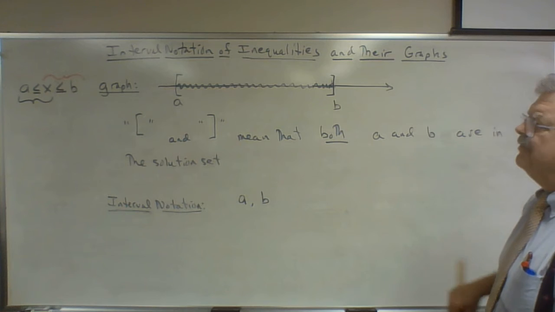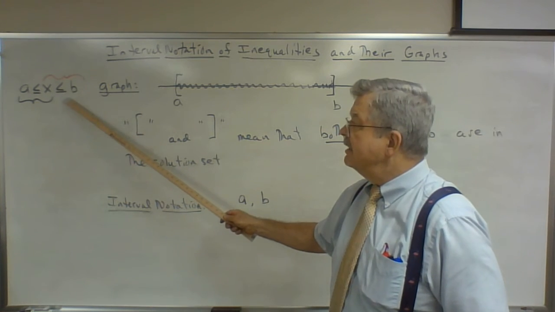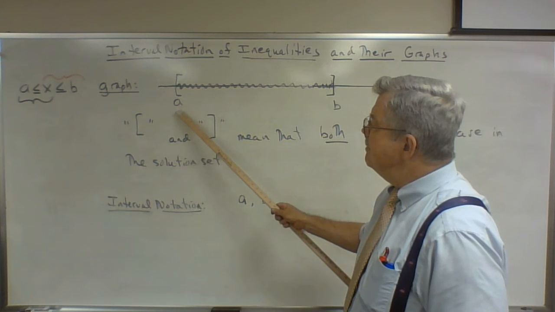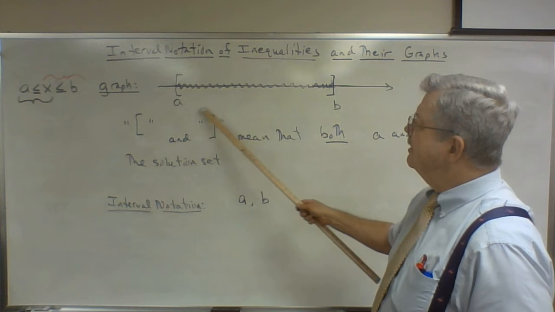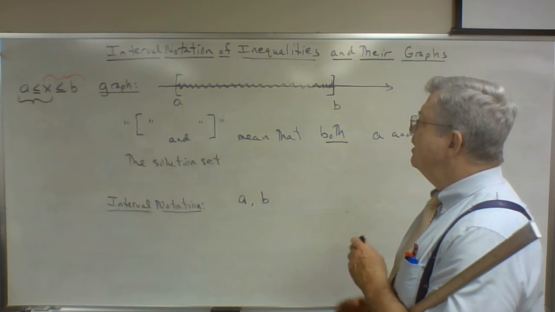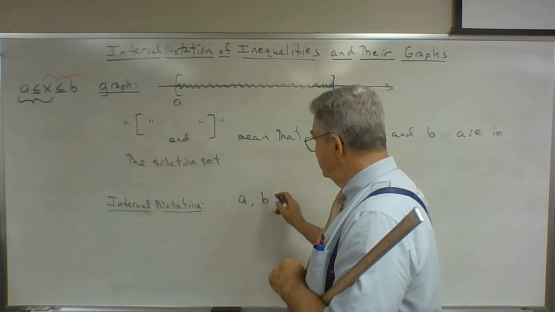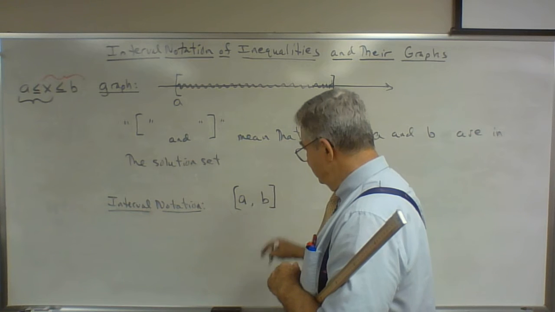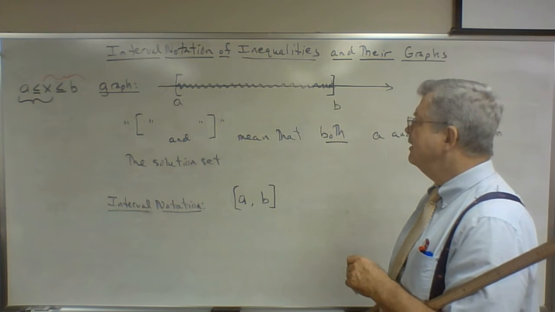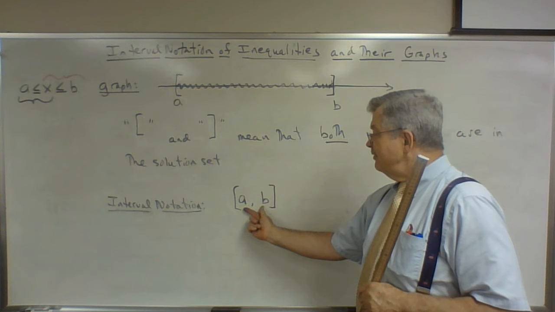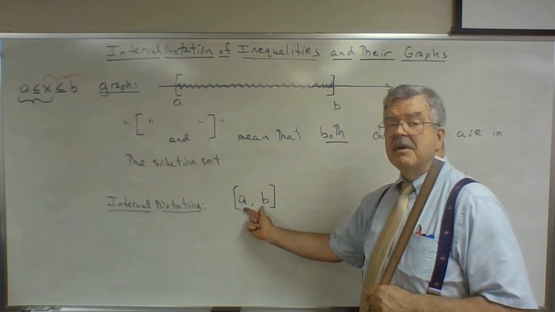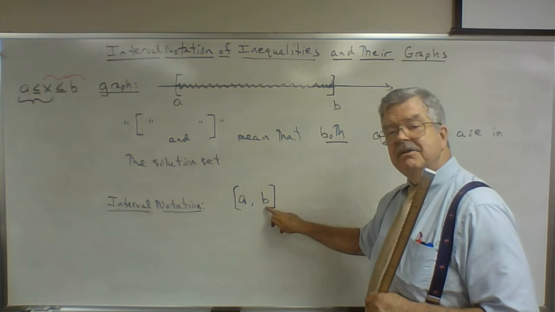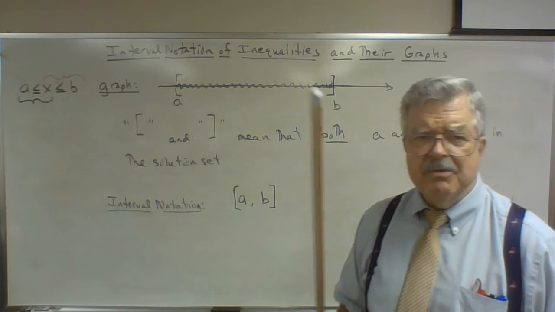Now, how do we represent this inequality using interval notation? The interval notation mimics our graph solution. We're going to have a and b, and we're going to put square braces to the left and right of a and b respectively. So in interval notation, this represents all real numbers between a and b, including a and including b. Let's do more examples.